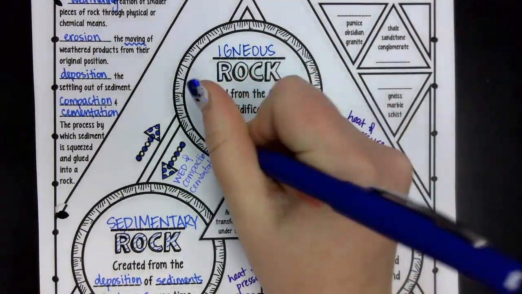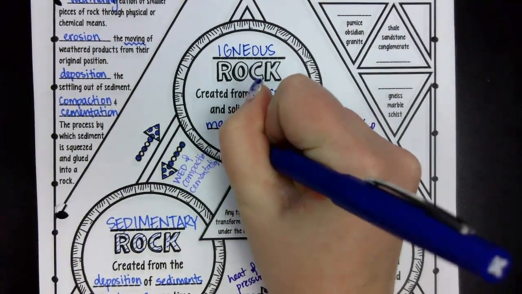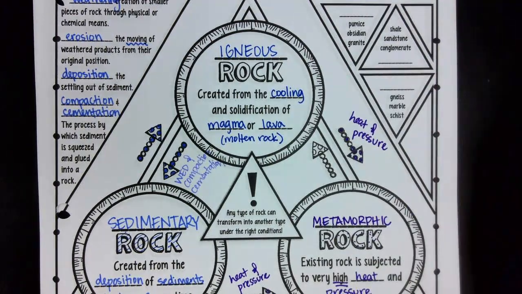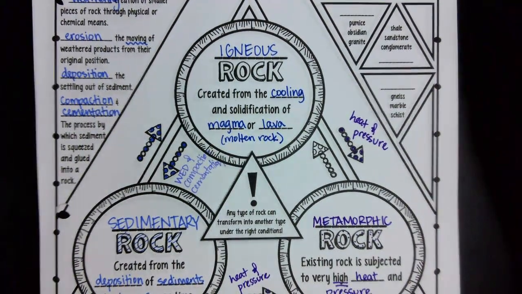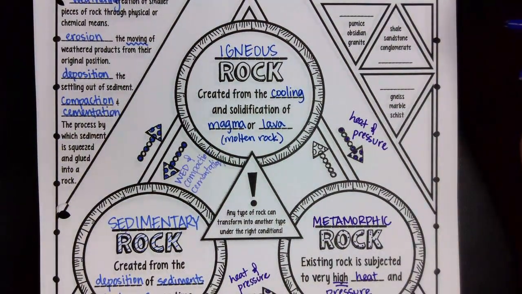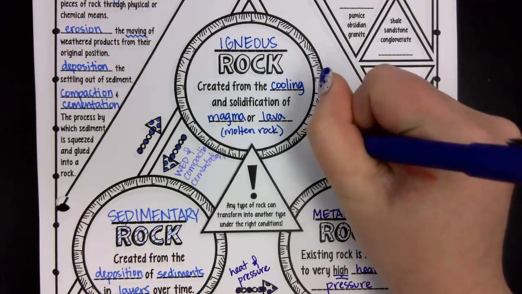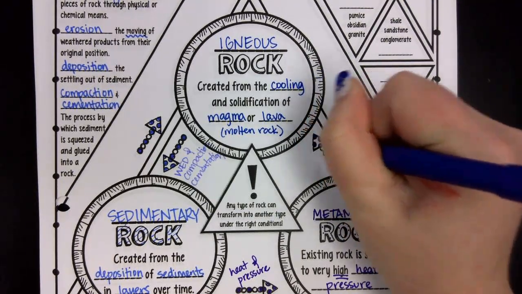Remember, both are made of molten rock. And molten just means liquid, like melted. Magma is molten rock that's below the Earth's surface. Lava is above the Earth's surface. So just like we have that differentiation with our intrusive and our extrusive rocks, we have that with our magma and our lava.